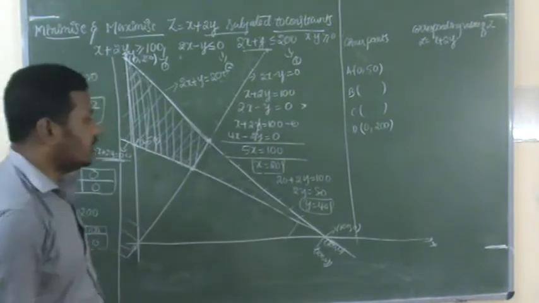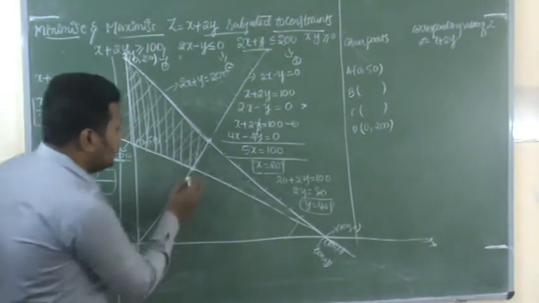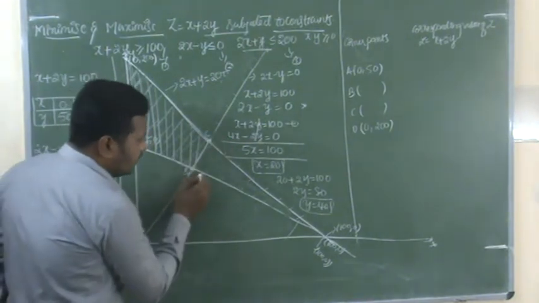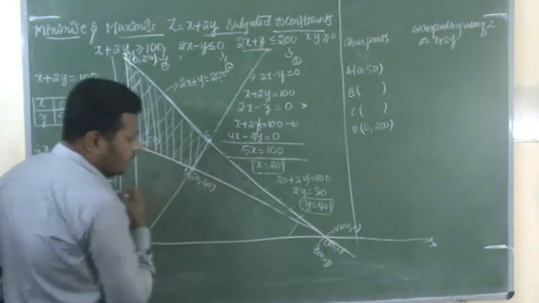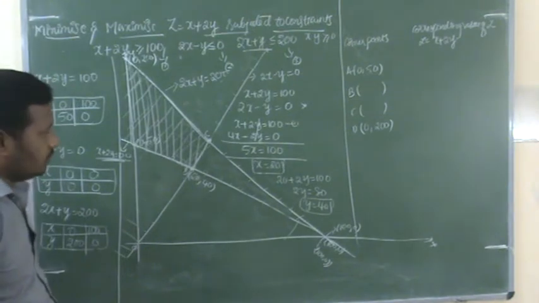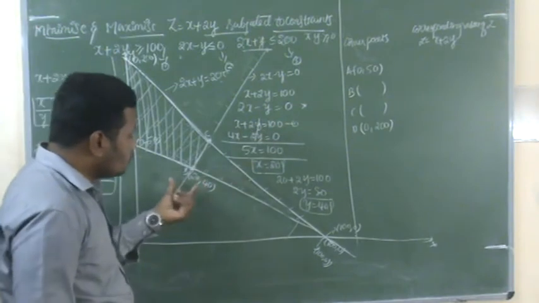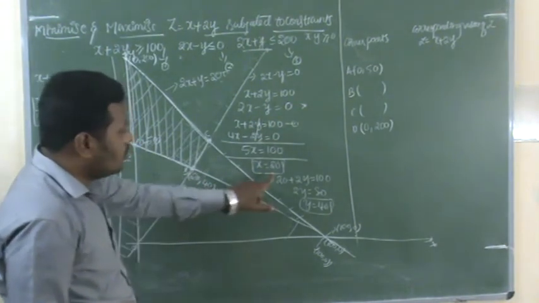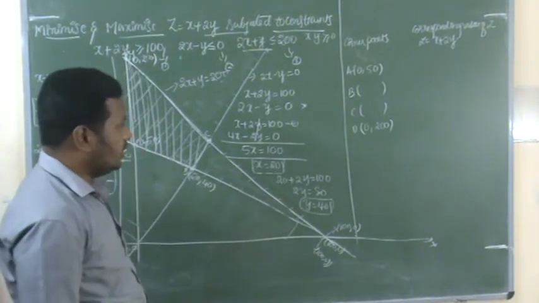Y is equal to 40. Now the point B. This is the point B. Point C. Now the point B: x is equal to 20 and y is equal to 40. On solving these two equations, the intersection of these two lines, we get the point x is equal to 20, y is equal to 40.